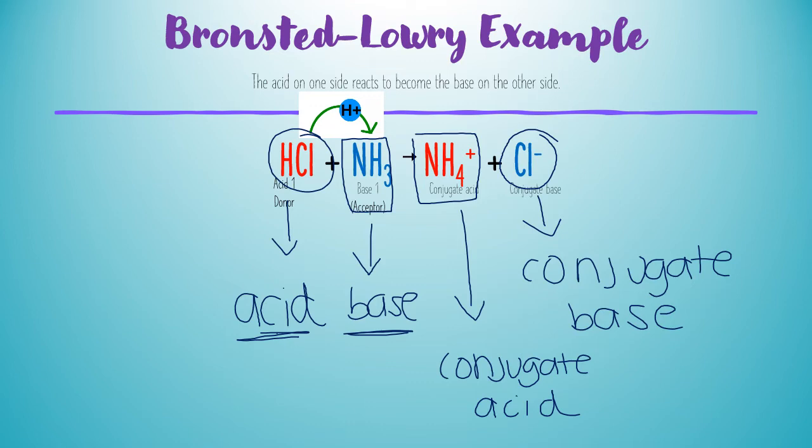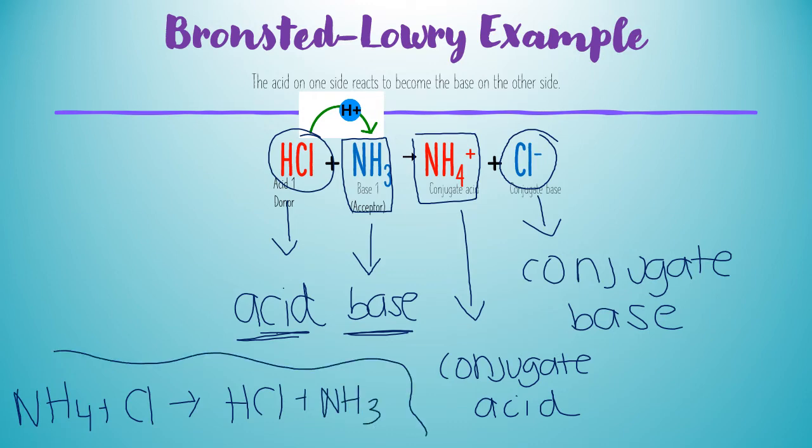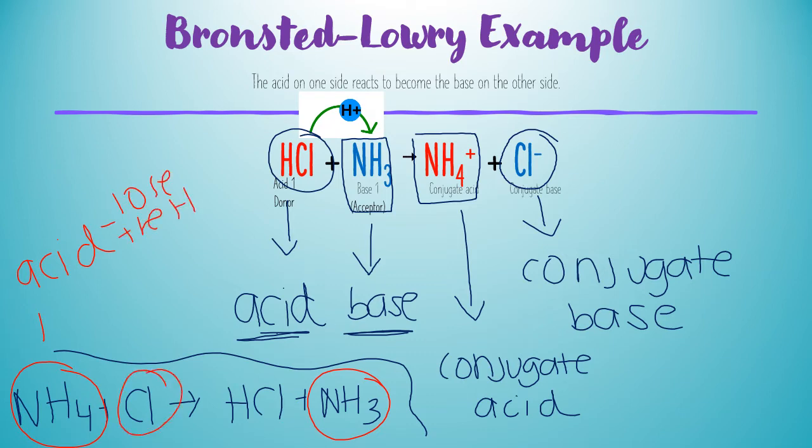And why that happens is, if we reversed this reaction, NH4 plus Cl makes HCl plus NH3. Let's say we reverse this reaction. NH4 becomes NH3. And how does it become NH3? It loses an H. So if you reverse it, it's the acid now. It's going to lose the H. And Cl, when you reverse it, will gain the H, which is why it's the conjugate base.